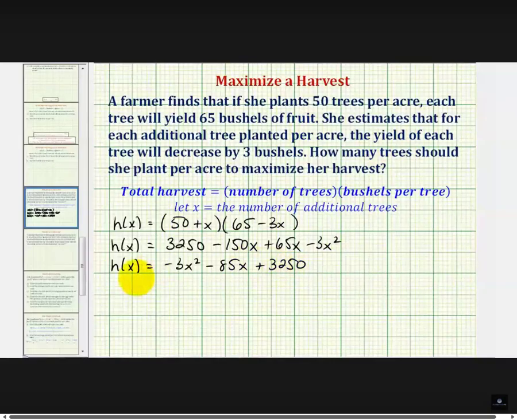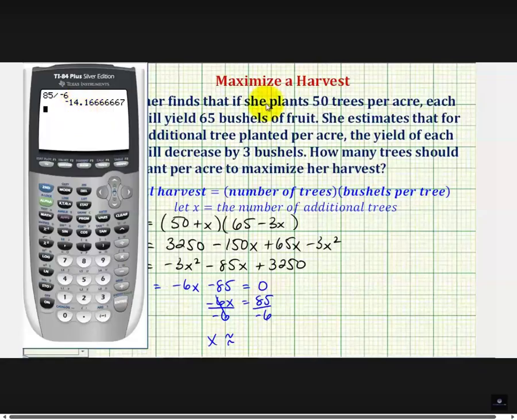So for the next step, we'll determine the critical numbers, which is where the first derivative is equal to 0 or undefined. So h prime of x is equal to negative 6x minus 85, and then we'd have plus 0. Notice how the derivative function is a linear function, which is never undefined. So to find the critical number, we'll set this equal to 0 and solve for x. So we'll add 85 to both sides. Negative 6x equals 85. Divide both sides by negative 6. And we have x is approximately negative 14.17.